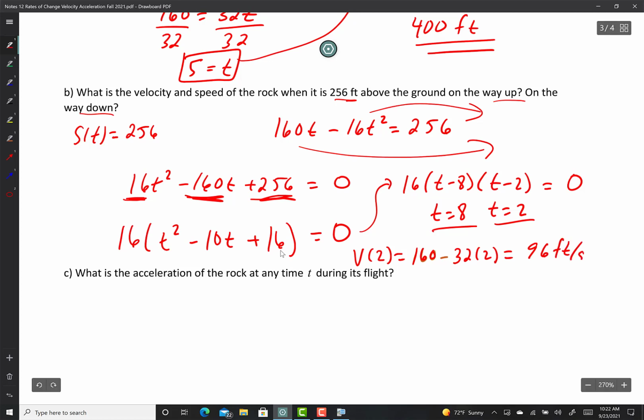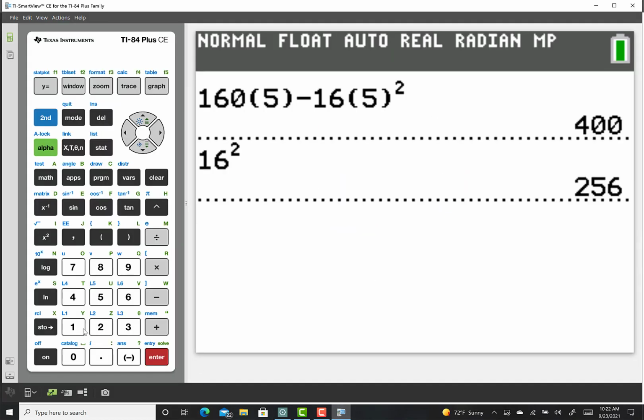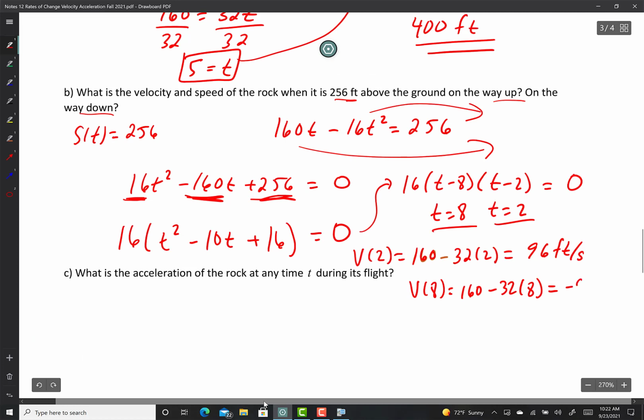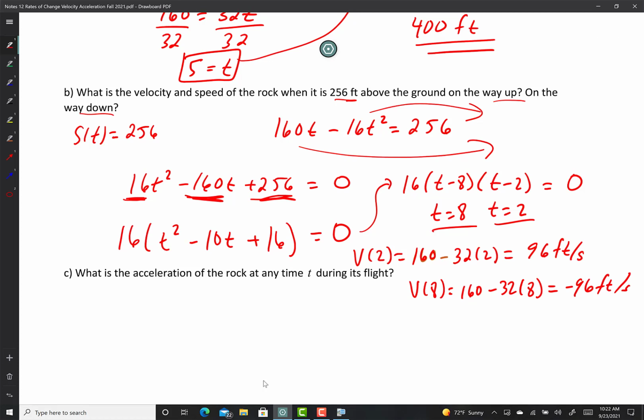Feet per second. Now let's find it at 8. 160 minus 32 times 8. And I bet you it's going to be a negative 96. Yep. Are you shocked that it's negative 96? No, you shouldn't be shocked. It's symmetrical. The time it takes to reach the top is the same time it takes to go from the top to the ground.